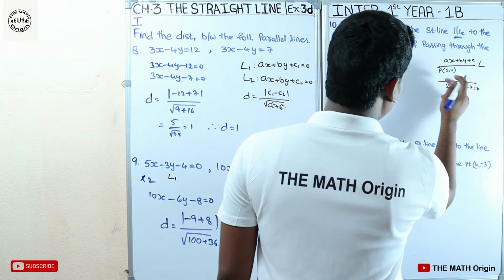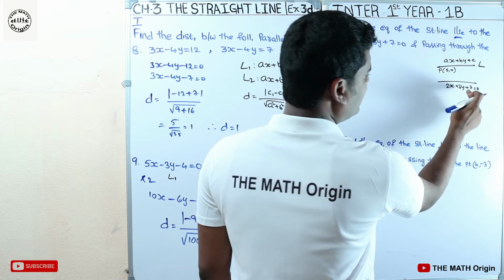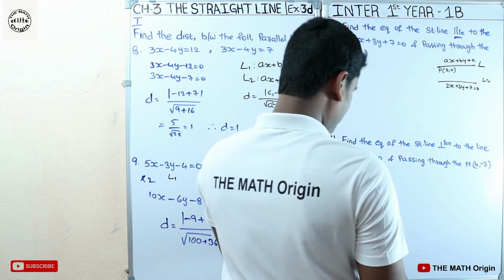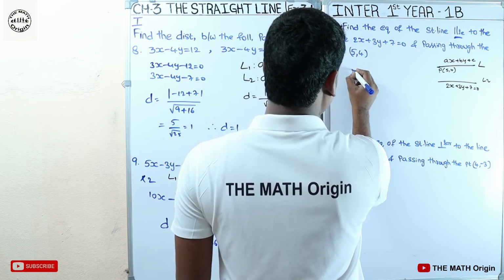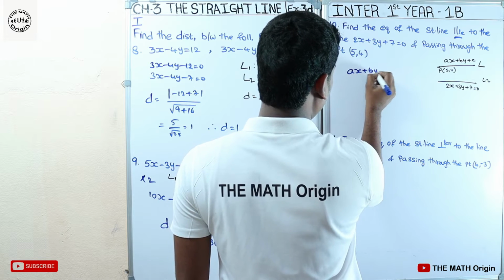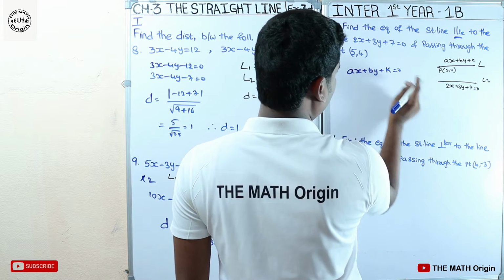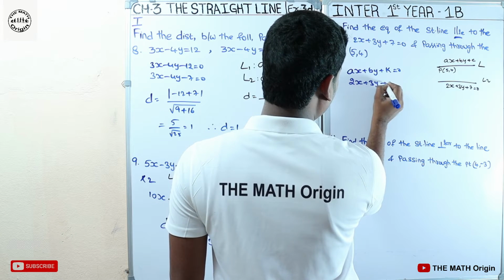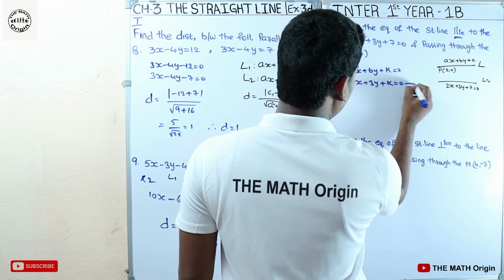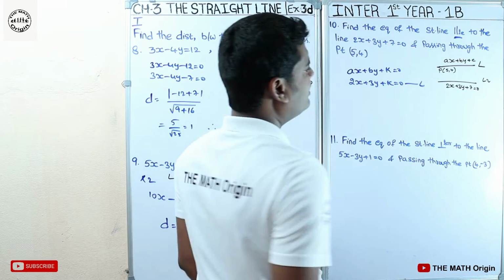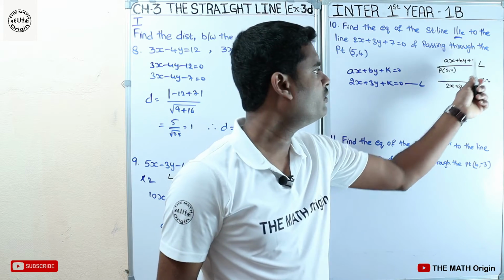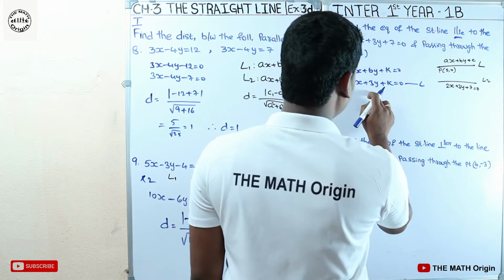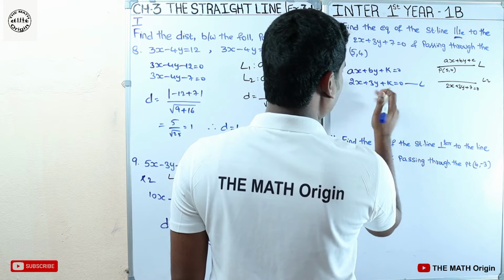So if the equation of this line is parallel to the other line L2, then the first equation will be ax plus by plus k equals to 0. So 2x plus 3y plus k equals to 0 will be the equation of L, because if the two lines are parallel, only the constant value will differ. So I have taken it as 2x plus 3y plus k equals to 0.